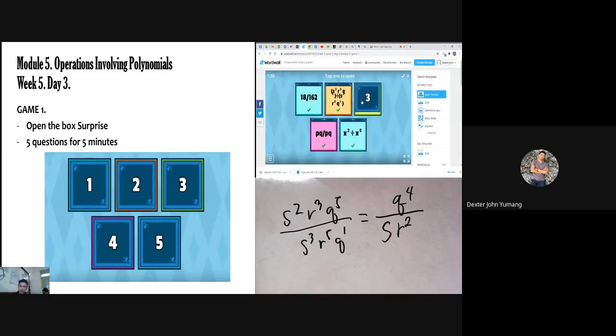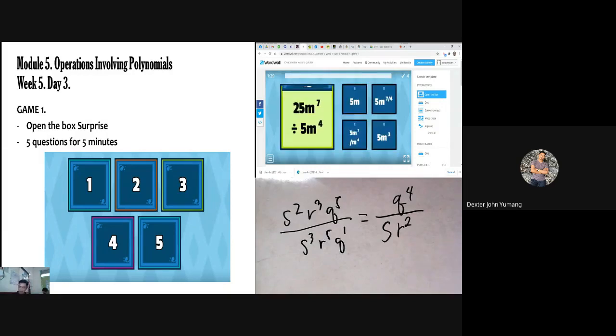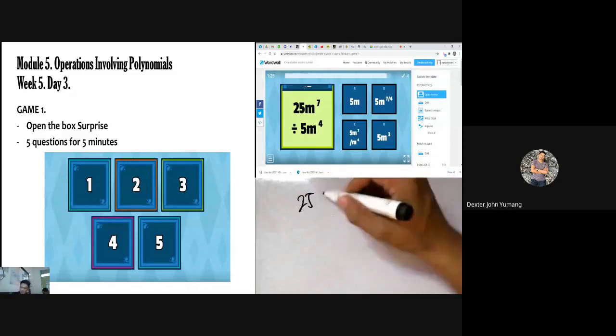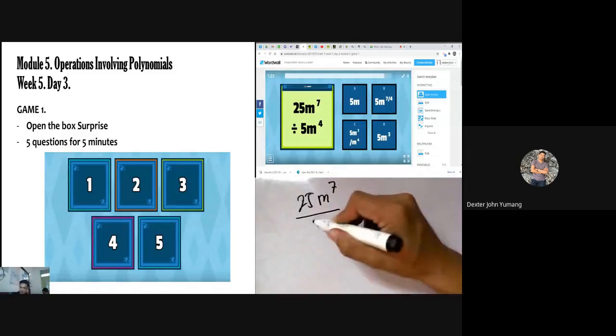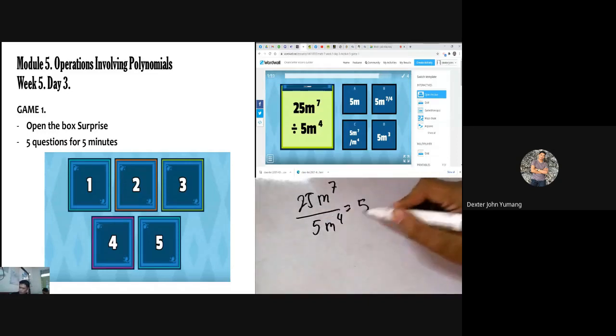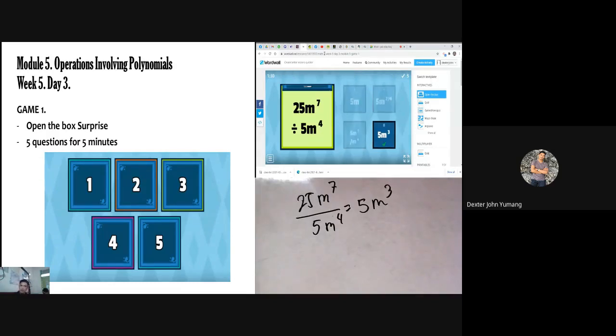Okay, next, number 3. 25m squared, m^7, divided by m raised to the power of 7 divided by 5m raised to the power of 4. 25 divided by 5, of course, that is 5, and 7 minus 4, that is 3. So 5m cubed is the answer. Okay, yun lang po. Then we'll proceed now with our lesson.